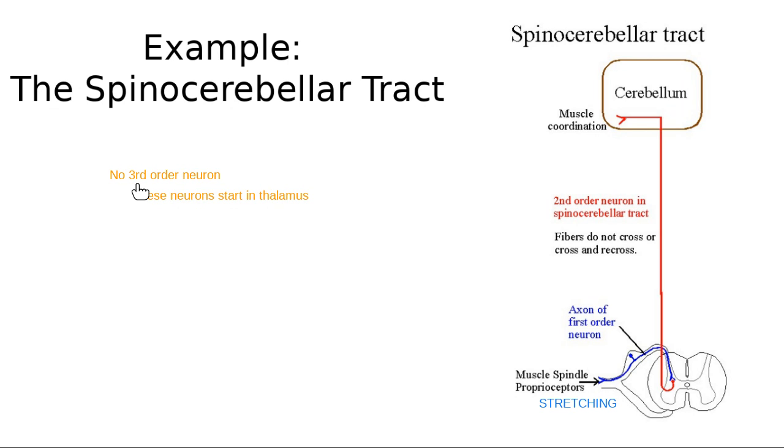Normally, what you should know about ascending tracts or sensory tracts is that they have 3 neurons. Here's my exception that proves the rule, if you will, as they like to say. So the spinocerebellar tract just has 2, but the majority of my ascending tracts are going to have 3.